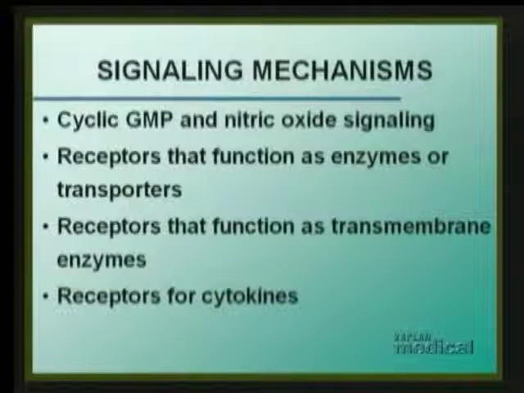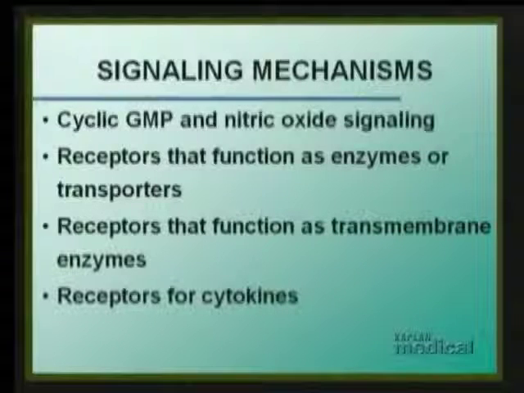Other receptors may function as enzymes or transporters. An example would be acetylcholinesterase being a famous target for inhibition by drugs used, for instance, as organophosphate insecticides or in Alzheimer's disease or myasthenia gravis, something we'll see in our ANS section. Transporters such as reuptake could be a major target. Think of antidepressants, drugs of abuse like cocaine. Other receptors may themselves be transmembrane enzymes.